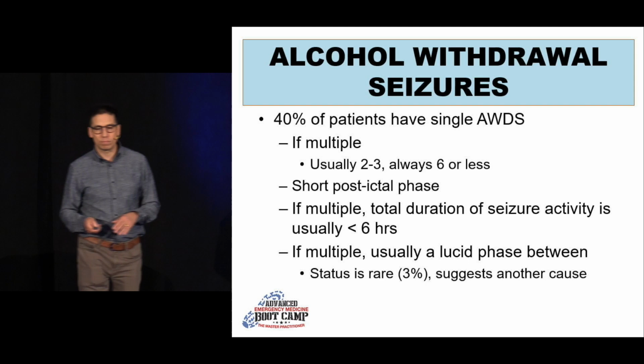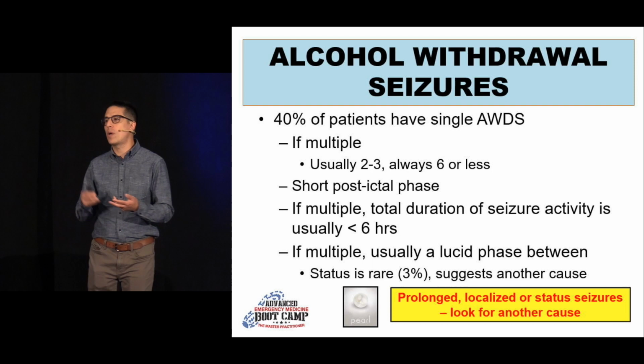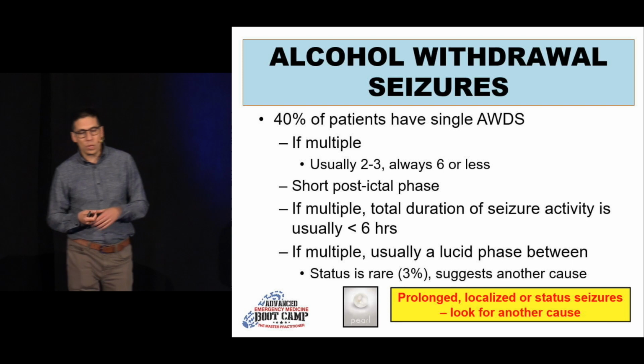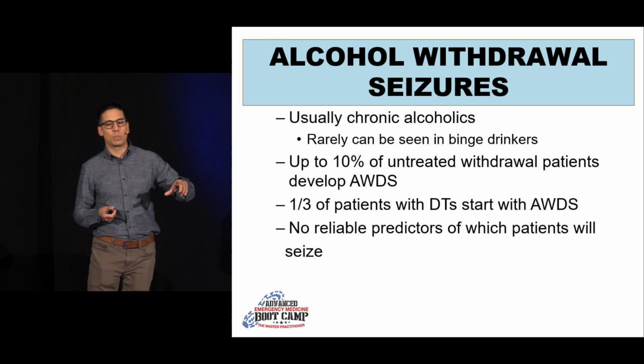So again, if you have a prolonged seizure, if you have a localized seizure, have an abnormally long postictum, or you have status, think about another cause, right? People who drink a lot fall a lot. People who fall a lot hit their head a lot. Usually chronic alcoholics, you can see this in binge drinking. There's something about binge drinking that seems to lower people's seizure threshold acutely, but mostly it's chronic alcoholics with withdrawal.